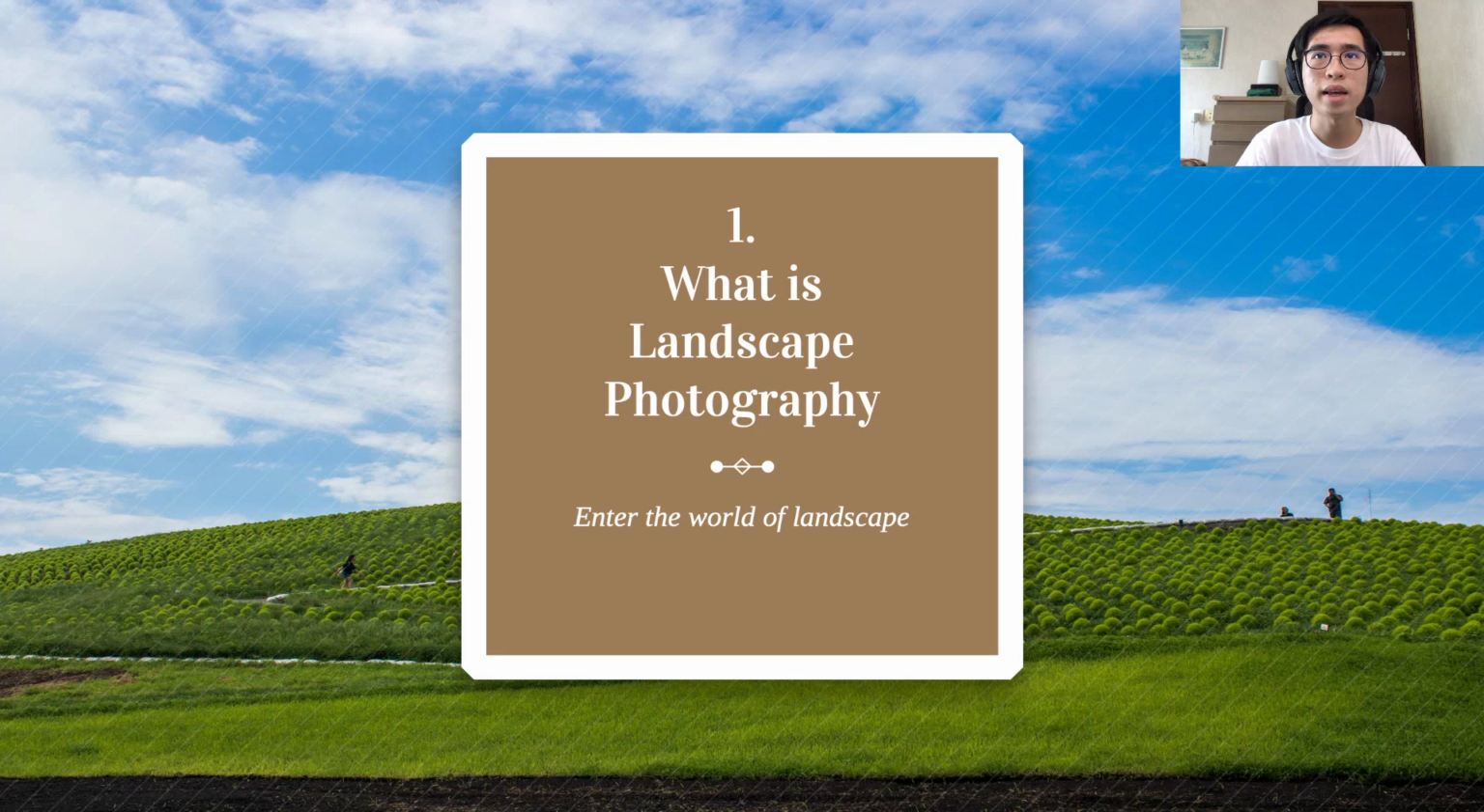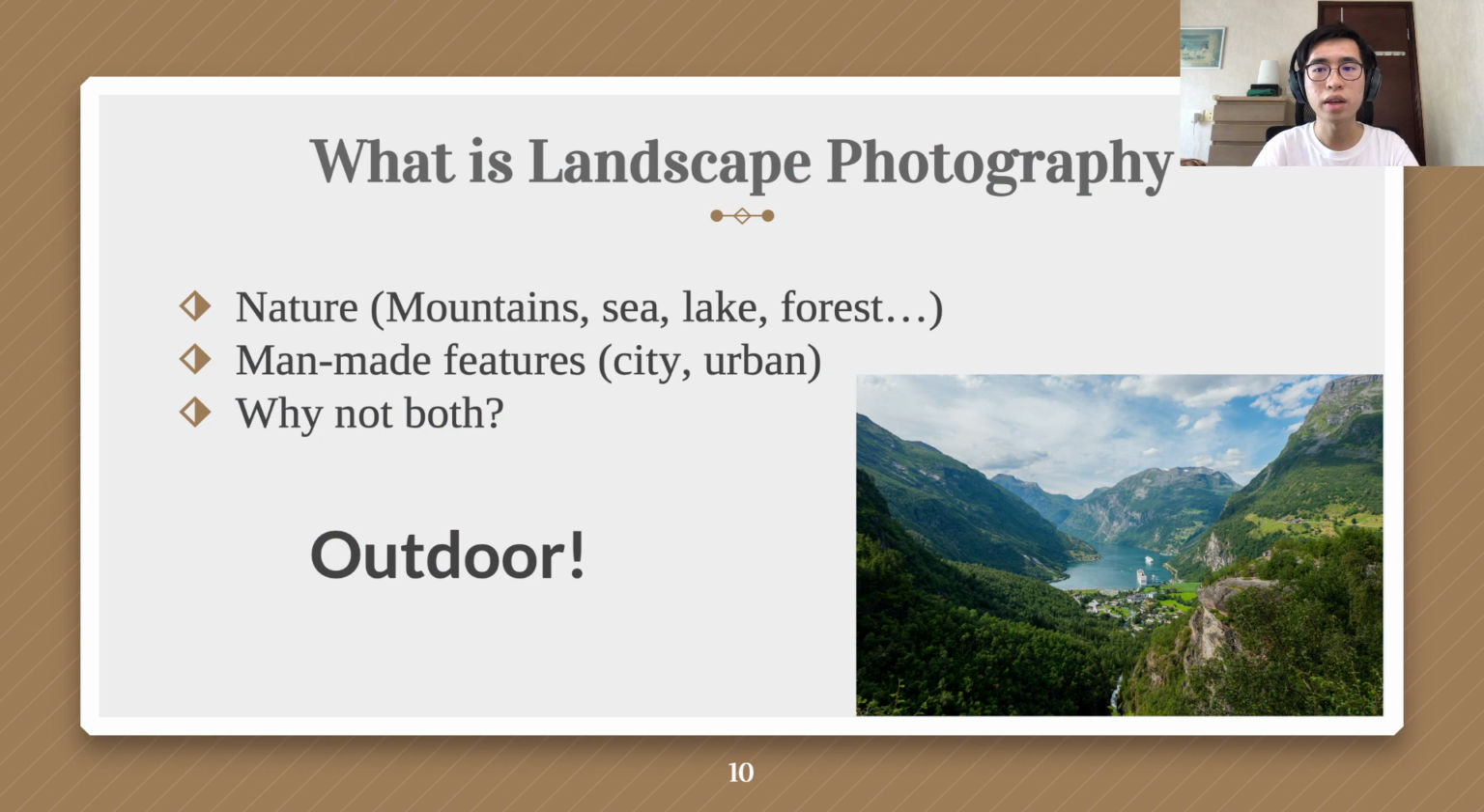So first of all, let's talk about what landscape photography is. Landscape photography is basically photos that you take outdoors. Mainly it's about nature. It can be mountains, sea, a lake, forest, or maybe with some man-made features like a city, urban areas, skyscrapers, and much more. And of course, it can be a combination of both. Just like this photo, there's a town in the valley, and also there are mountains, sea, and sky.